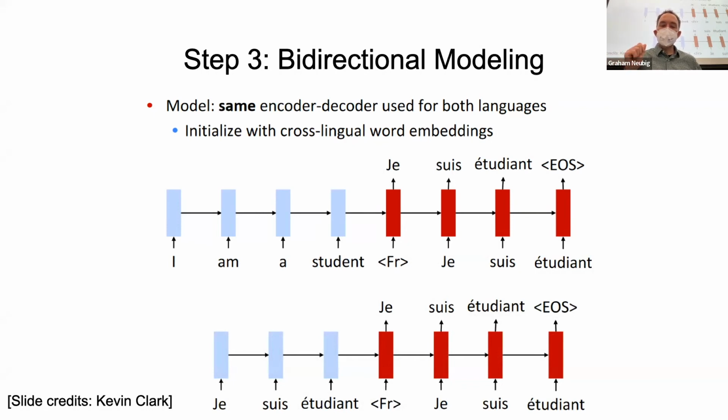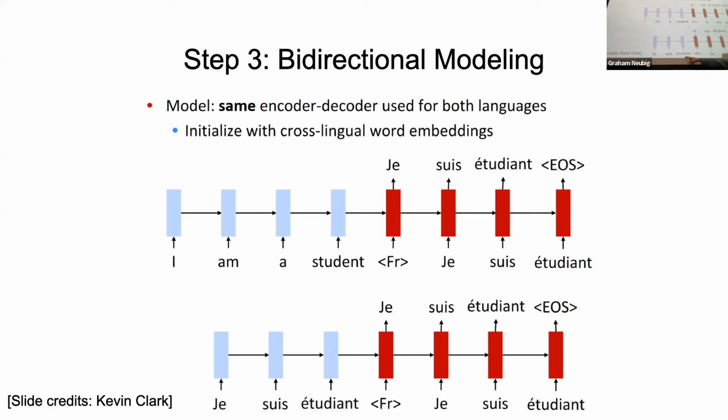In addition to using that same procedure, there's one thing that you can do to improve the neural MT model. Basically, the way it works is you take the encoder decoder model and you use the same encoder decoder for both languages. Another thing that you can do is initialize the inputs with cross-lingual embeddings.